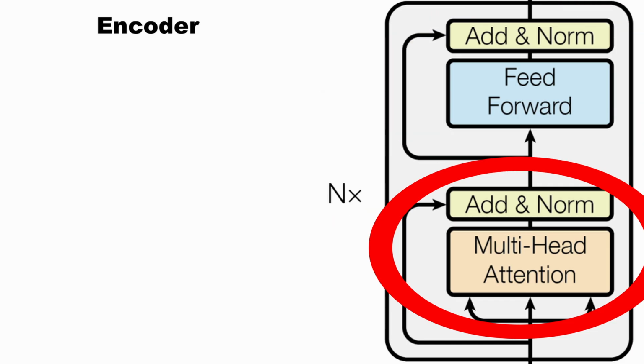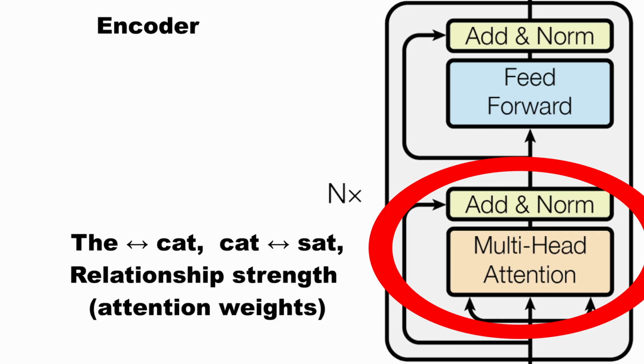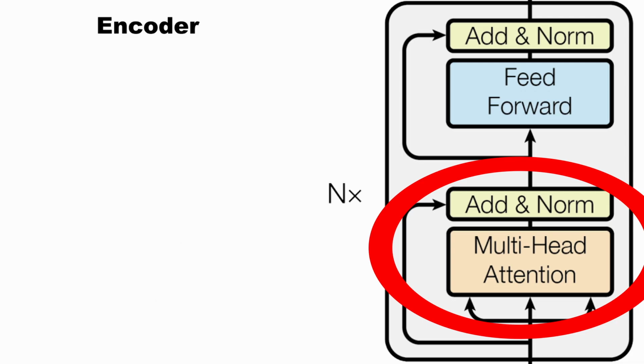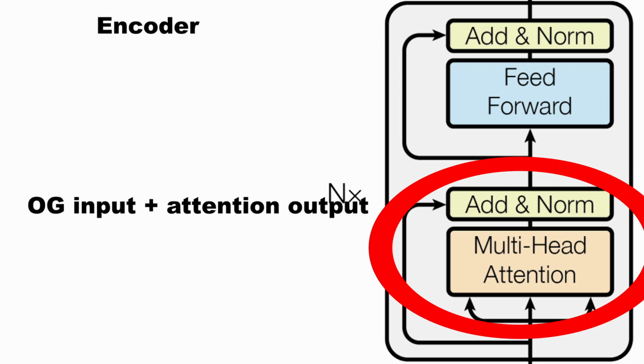The first sublayer is the multi-head self-attention mechanism. This layer helps the model understand relationships and context between all the words in the input. It's basically how each word relates to every other word. It's called multi-head because this self-attention process is happening several times in parallel, each head focusing on different aspects of the relationships between words. Then comes an add and norm step. This adds the original input back to the attention output and normalizes it to keep training stable.